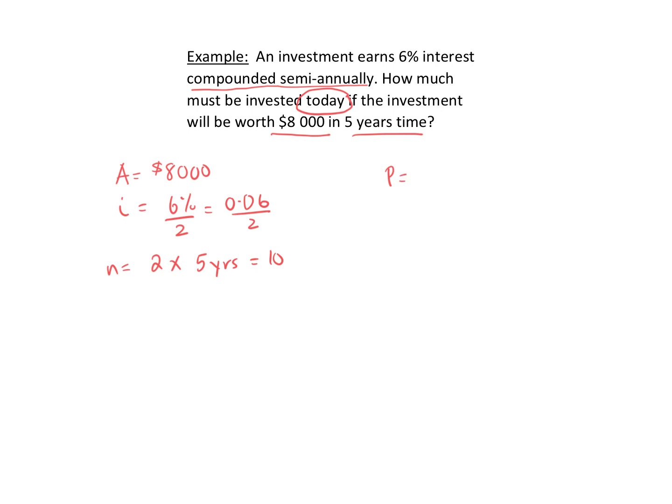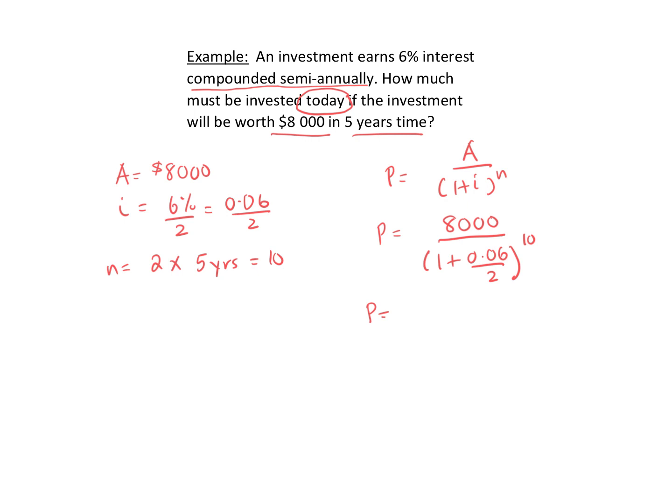So if we want to find the principal, the start amount, we're going to take the end amount. We're going to divide by 1 plus I to the n. So in this example, our end amount is 8,000. Our interest rate is 6%, but we are compounding that semi-annually, so we'll divide that by 2. And then we're going to do that 10 times, twice a year for 5 years. And then we're just going to plug that into the calculator. So let's see what we get, 8,000.